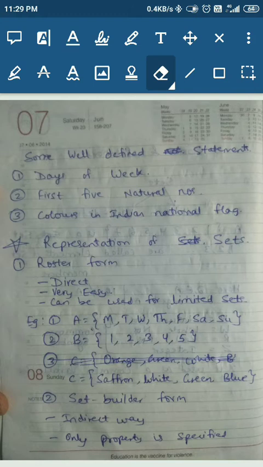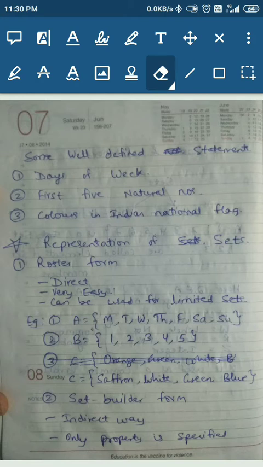The roster form is a direct way of giving you the answer. Here this is very simple and it can be used for limited sets only. If the set has a finite number of elements which can be easily counted on our fingers, that can be represented using the roster form. Now let us take the examples one by one. The first example, days of the week. For this I have made this set A, and the days of the week are Monday, Tuesday, Wednesday, Thursday, Friday, and so on. Here you can see that it is very much readable and the reader can easily understand the meaning of this set.